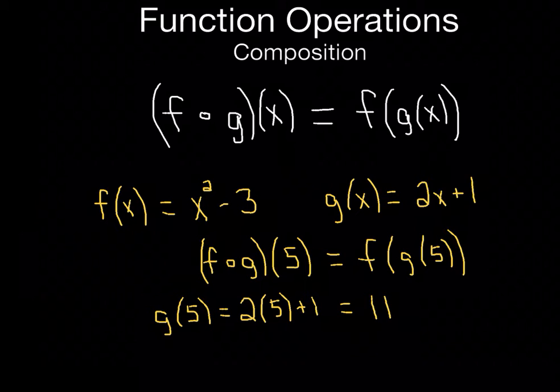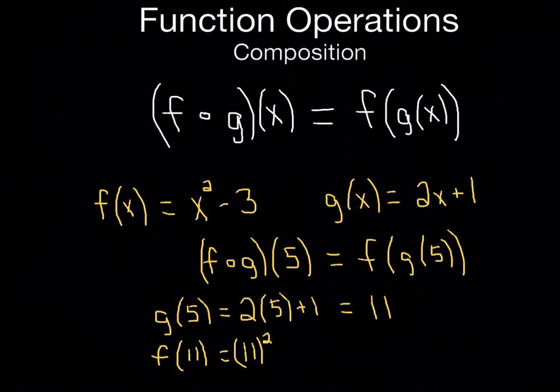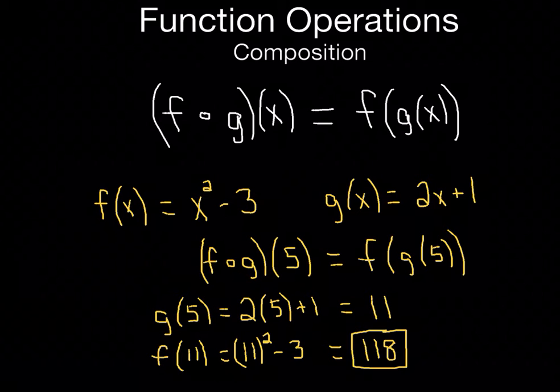Now you plug that number 11 into your f of x. So you're going to say f of 11 is equal to 11, that's what your x is, squared minus 3. So 11 squared is 121, and 121 minus 3 is 118. So f of g of x, or f of g of 5, in this scenario, is going to be equal to 118.